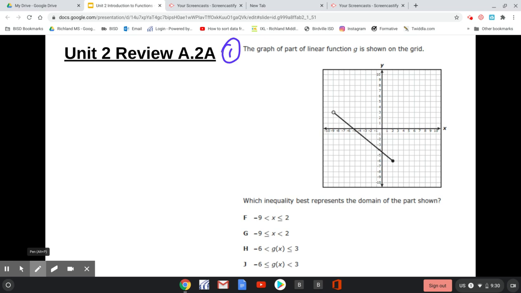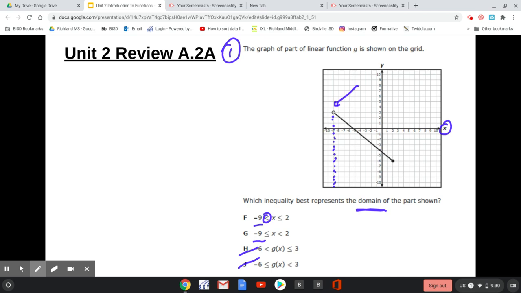The graph of this function is shown on the grid. Which inequality best represents the domain of the part shown? So we know the domain is our x. And so we can go up here. When it crosses the x, we can see that it crosses at -9. So we can mark these two off. And we can see that this circle is open, so we know that means it is only less than. There's the less than symbol.